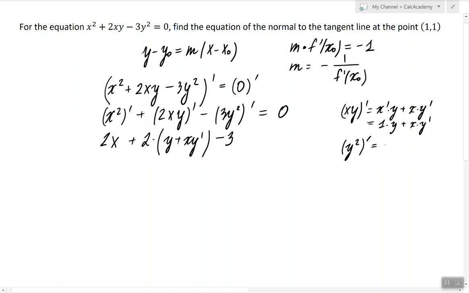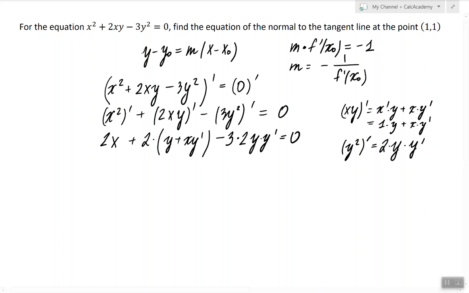To differentiate y squared, we have to keep in mind that y again is a function, so we have a composition of two functions here. So to differentiate it, we have to use the chain rule. The answer is the derivative of the outer function, which is the square, so the derivative of the square is 2y times the derivative of y, which we just write as y prime. So this is the result of the implicit differentiation.